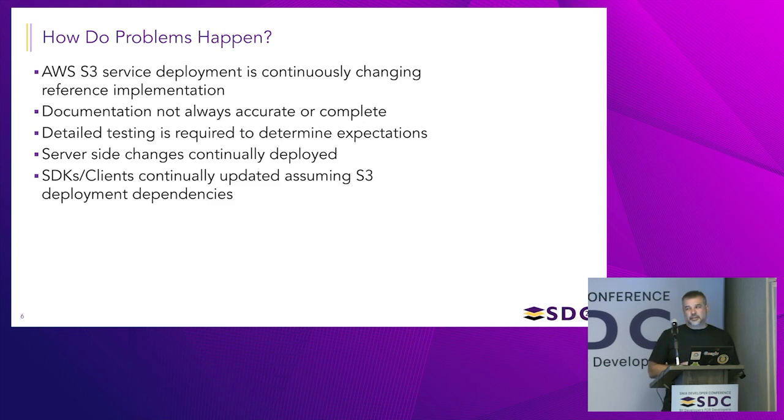So now that we have a basic understanding of the ecosystem and the problem we're trying to tackle here, we can talk a little bit about how the problems happen. And this is also not an exhaustive list, but just some things that we've noticed so far.